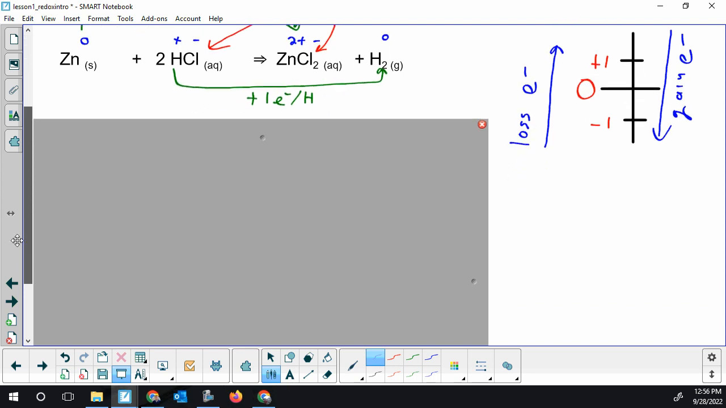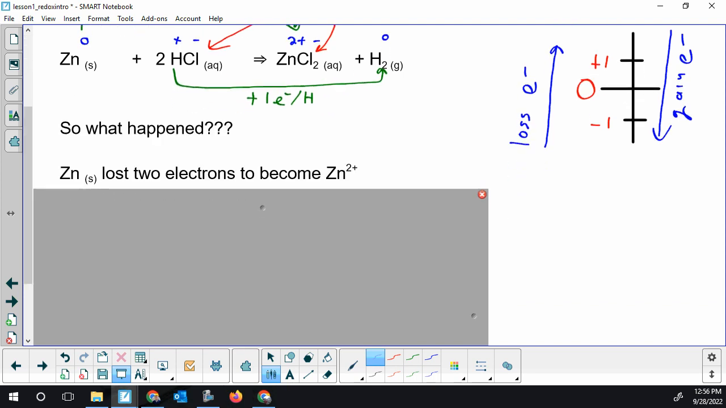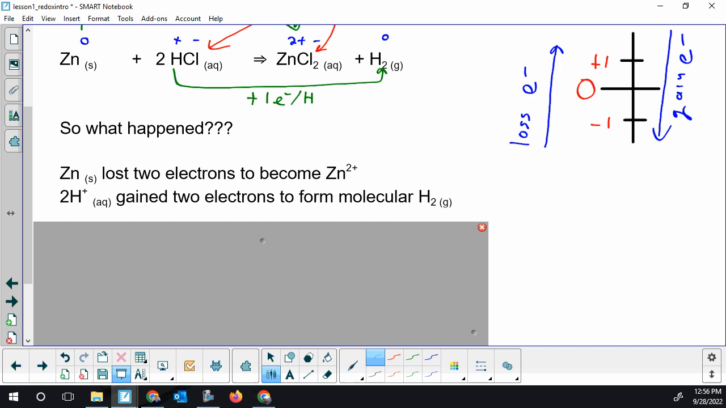So let's summarize what happened. We're always looking for 2 pieces. We have our zinc solid, or elemental zinc, lost 2 electrons, becomes zinc 2+. So that's our loss. We must have a gain, and we had 2 H pluses. Each gained 1 electron, so 2 electrons between the 2 of them, and they made molecular hydrogen. So that statement is double compared to my green statement because there's 2 hydrogens.